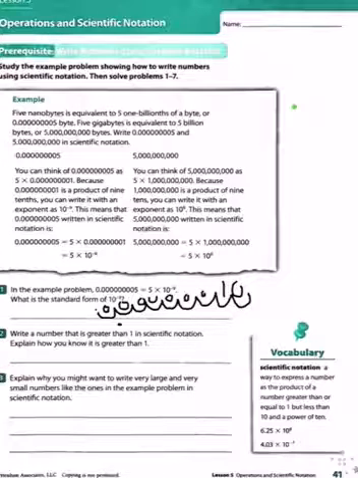Your answer should be 0.000000001, and 0 if you put the 0 on at the end.